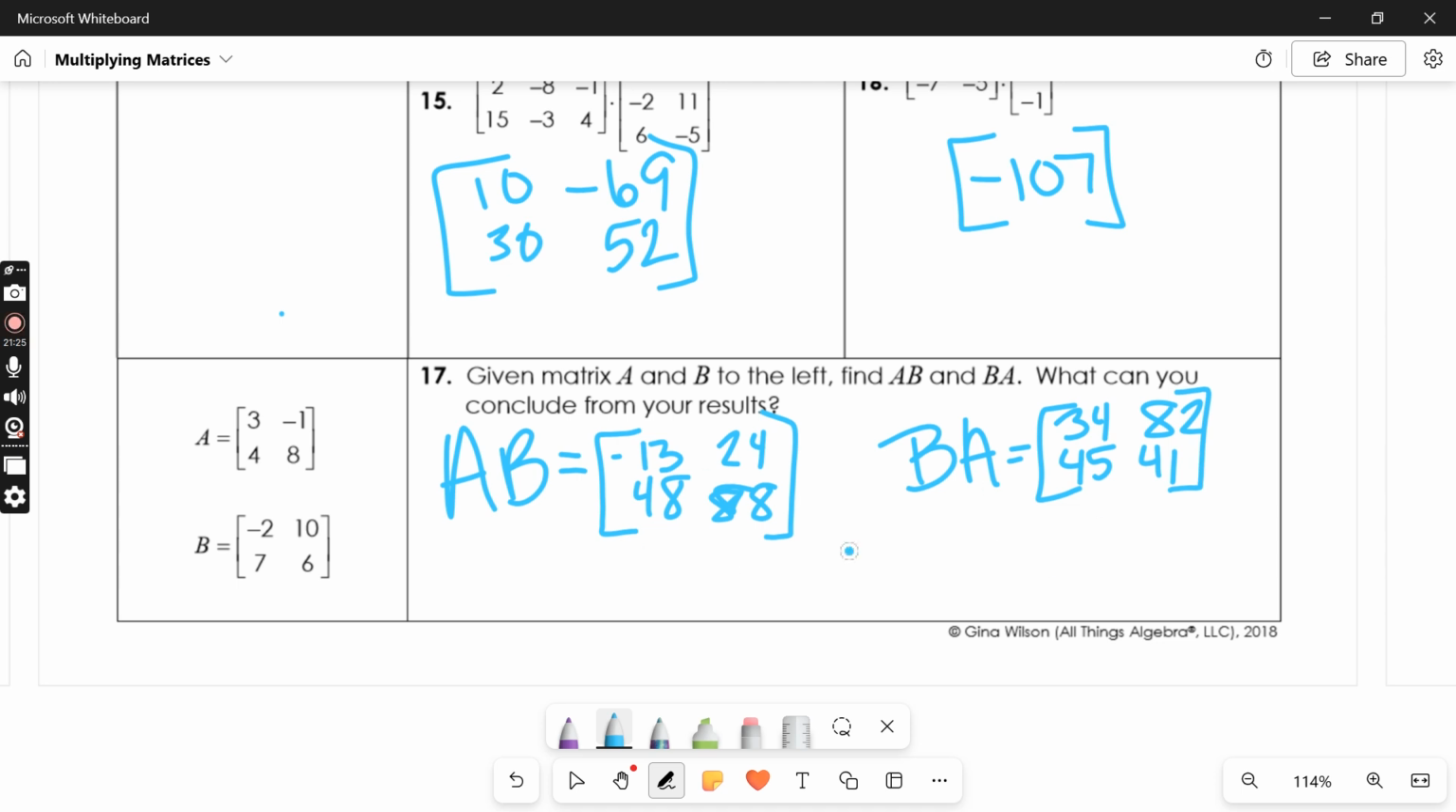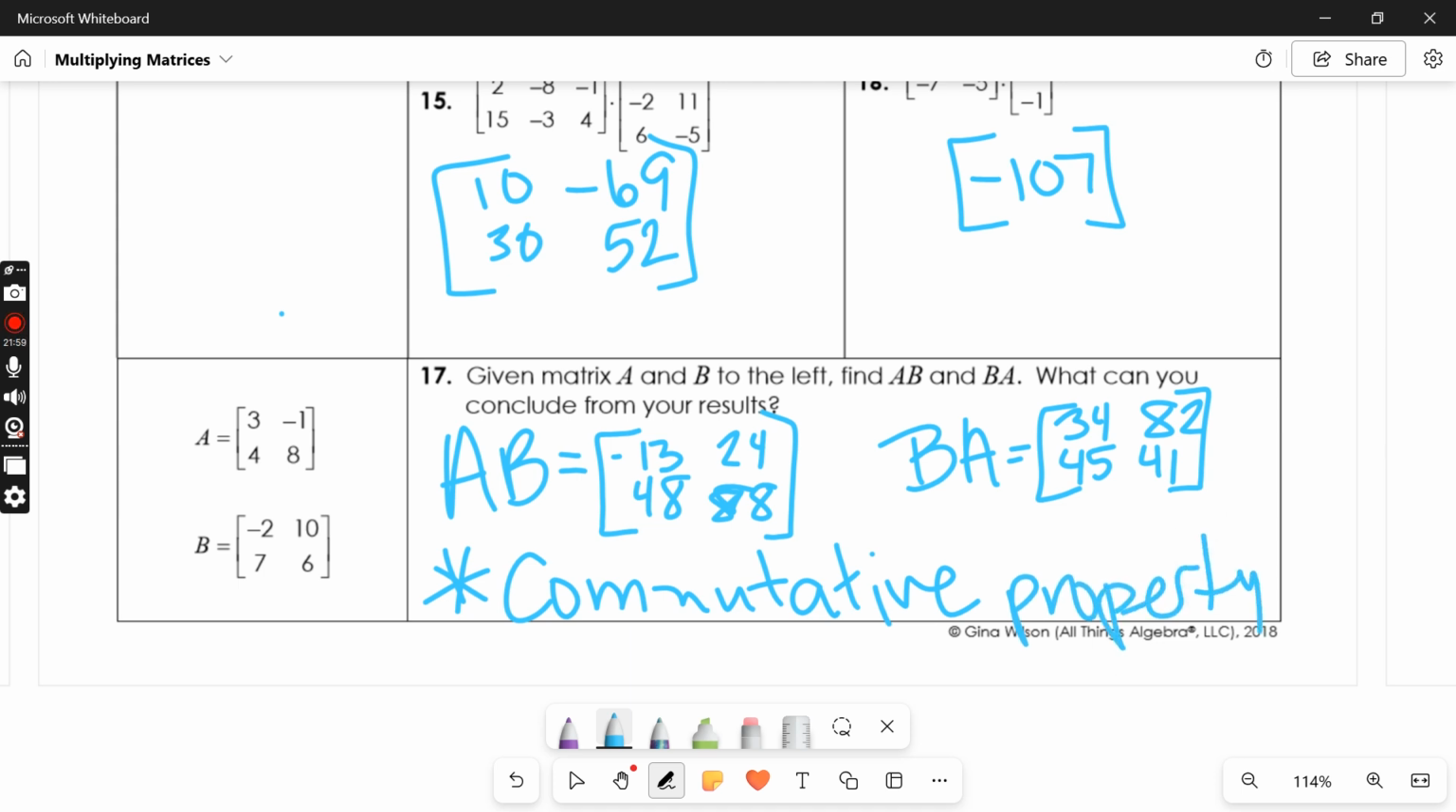And then notice that these are not the same thing. None of the elements are actually equivalent to the corresponding element. So it says, what can you conclude? Well, normally with multiplication, when we're multiplying real numbers, we can multiply in either order. That's called the commutative property. But notice here that when we change the order, it does change our answer. So the big takeaway here is that the commutative property doesn't work for matrix multiplication.